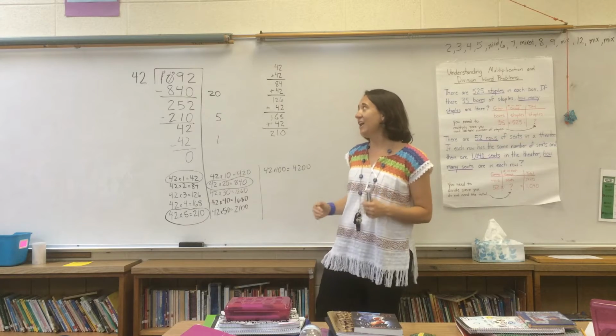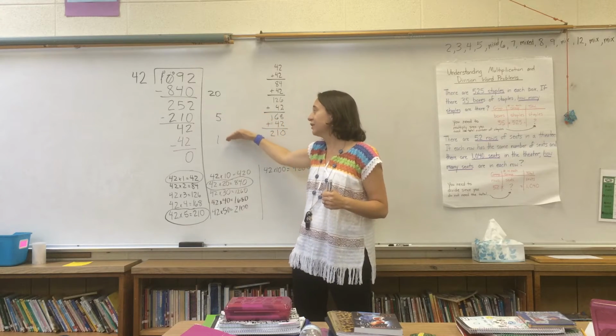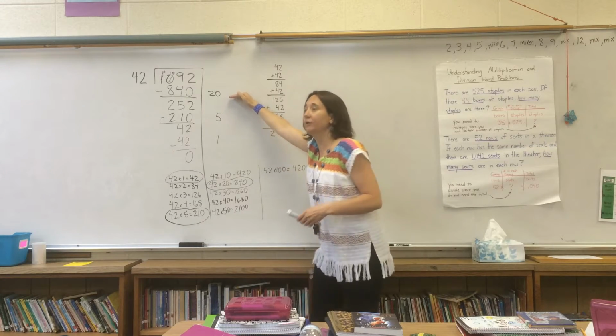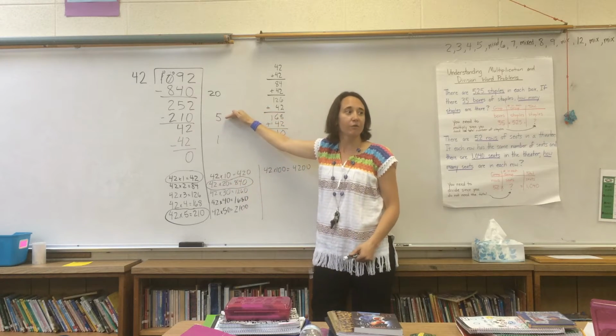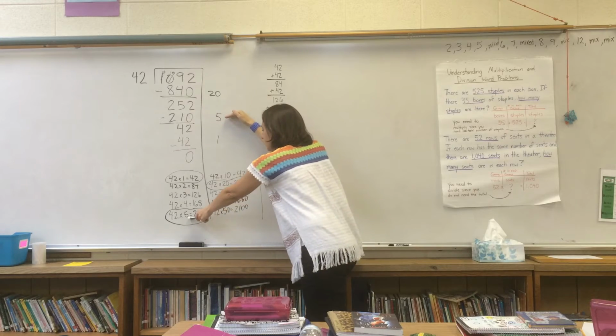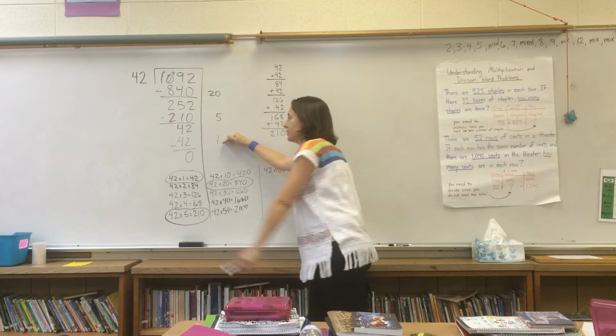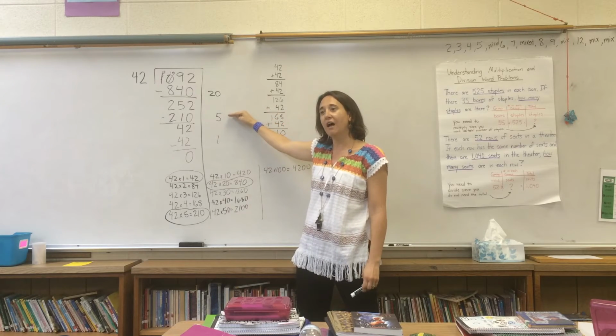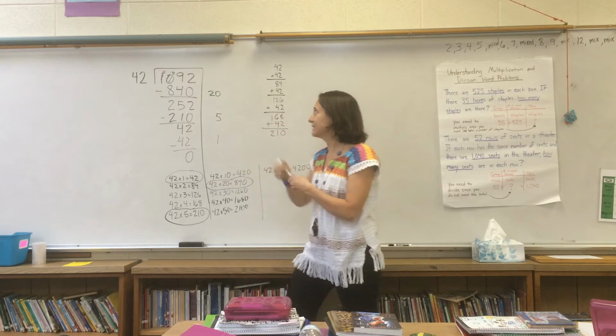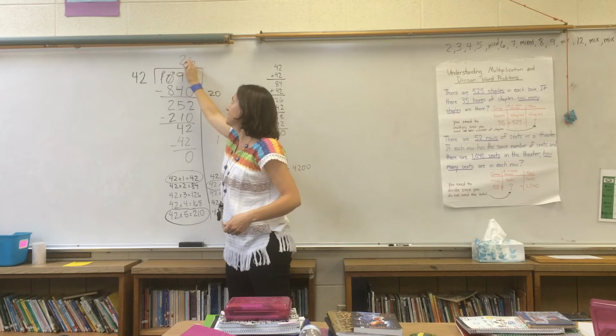Now I have to add up all the times that I took out 42. Well, first I took out 42 20 times. Then I took out 42 5 times. Then I took out 42 1 time. I'm going to add those up. 20 plus 5 is 25. Plus 1 more is 26. So my answer is 26.